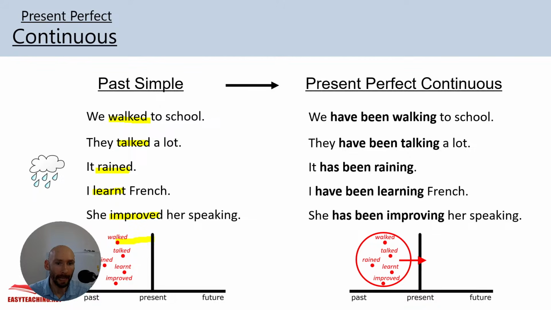Notice that all of these actions have now been brought into the present. It shows that they've been ongoing in the past, up to the present, or it shows that there's a relevance in the present for these actions having occurred. But the easiest way to remember it is that these are ongoing actions that have occurred up until the present. So in our first sentence, we didn't just walk to school once in the past. That's an ongoing action that has been occurring.